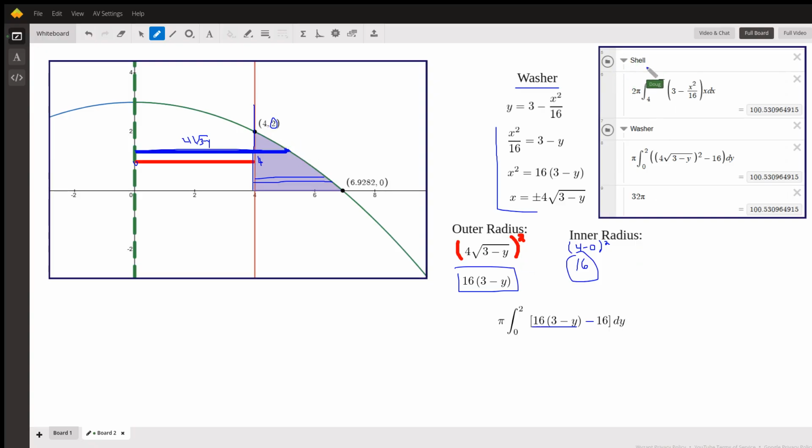And here's kind of proof that both of these integrals evaluate to the same value. And if you do this, leaving pi exact, you see that 32 pi is your answer.